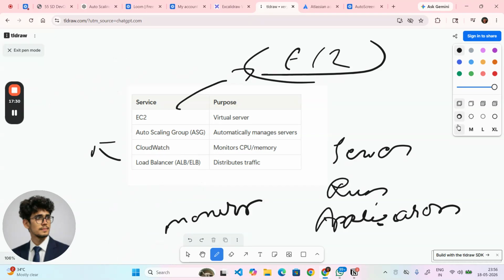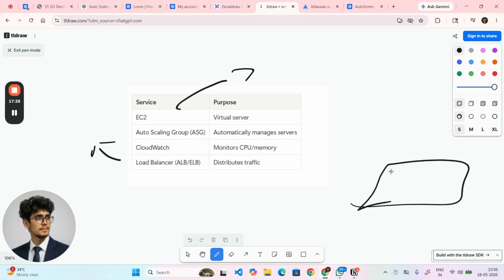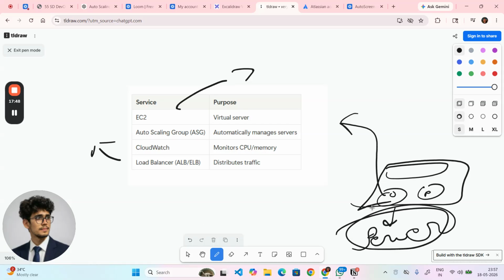EC2 instance is nothing but a virtual server which is going to give you everything. Okay, it is like a lunch box where you can have your chapati with curry and pickle. So this is your server, live server, virtual server. You can store everything. You can manage everything within this server.